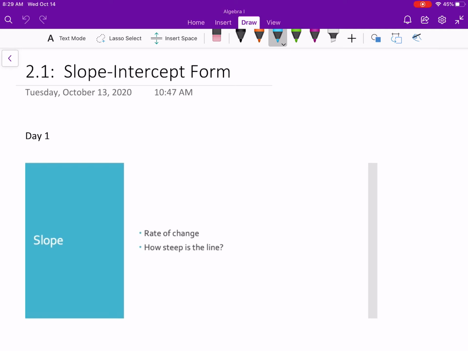This is section 2.1, Slope-Intercept Form, day 1. So the first thing we need to talk about at slope-intercept form is slope. So slope is a rate of change, and it tells us how steep a line is. Okay, so is it pretty steep or is it pretty flat?